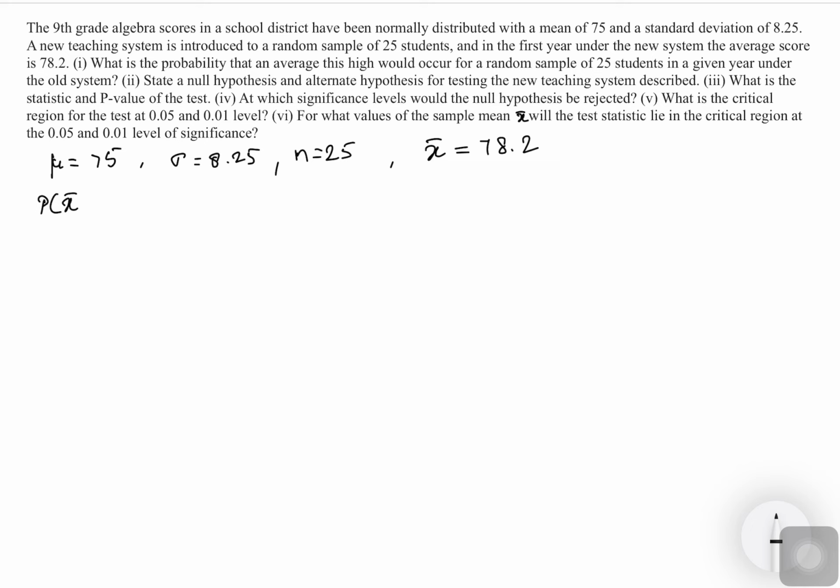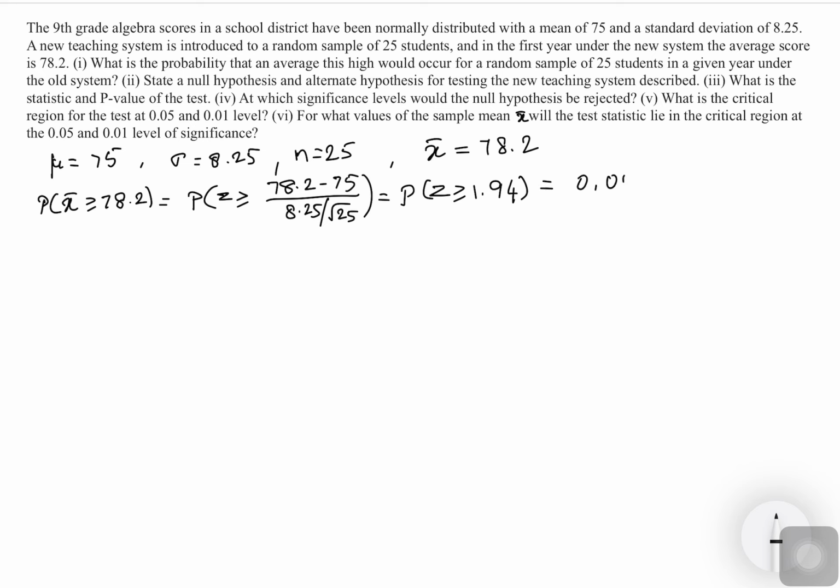So that is the probability of x bar greater than or equal to 78.2 that we need to find. This is the probability of z greater than or equal to x bar minus mu divided by sigma divided by root n, which amounts to the probability of z greater than or equal to 1.94. This is found to be equal to 0.0262.